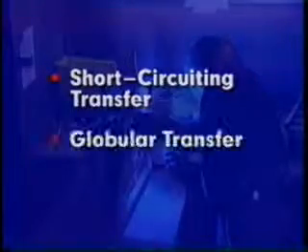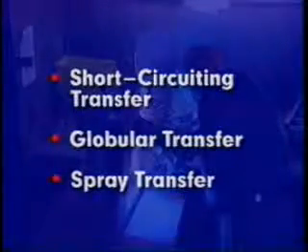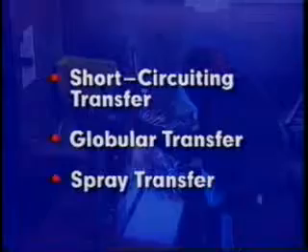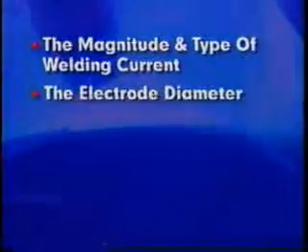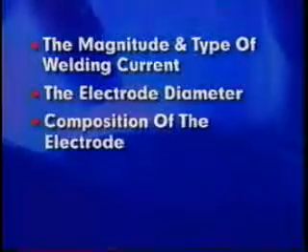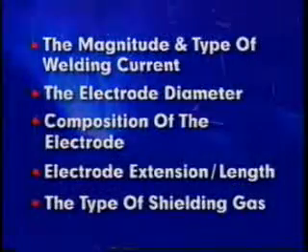The characteristics of the gas metal arc welding process are best described in terms of the three basic modes by which metal is transferred from the electrode to the work: the short-circuiting transfer, the globular transfer, and the spray transfer. The type of transfer is determined by a number of factors, the most significant including the magnitude and type of welding current, the electrode diameter, the composition of the electrode, extension or length, and the type of shielding gas.